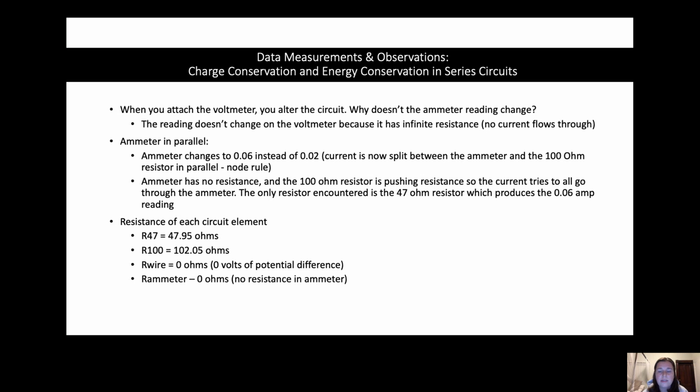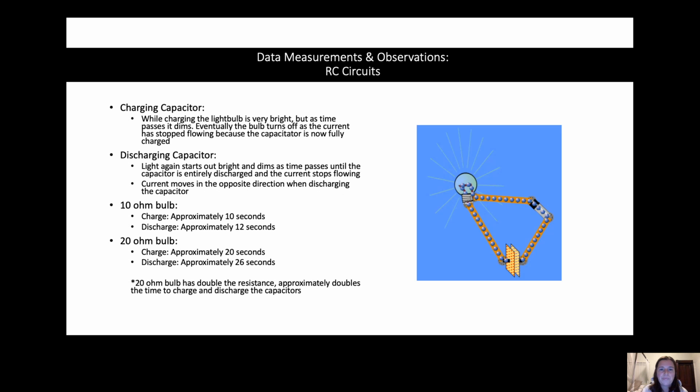The ammeter has no resistance, and the 100 ohm resistor is resisting, so the current tries to all go through that ammeter. That means the only resistor really being used is the 47 ohm resistor, which is producing the 0.06 amp reading. Looking at the resistance of each circuit element, R47 I found to be 47.95 ohms, R100 102.05 ohms, and R wire and R ammeter are both 0 ohms. This is because R wire has 0 volts of potential difference, and in the ammeter there's no resistance.